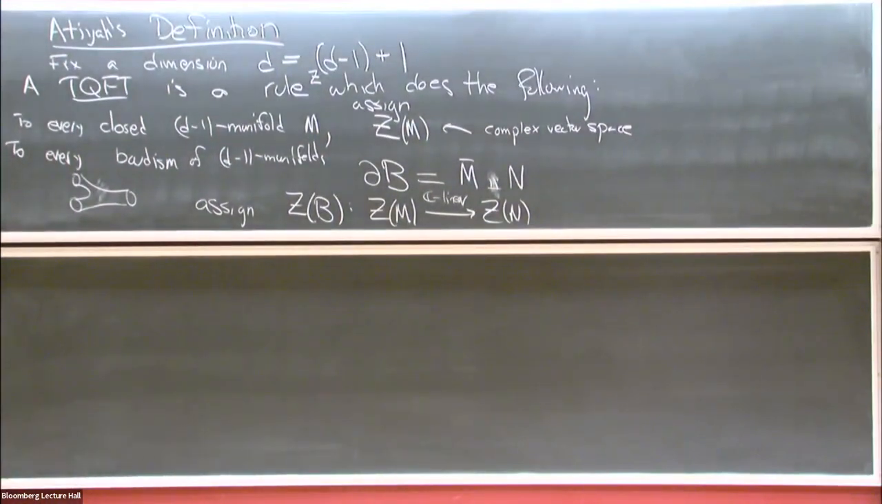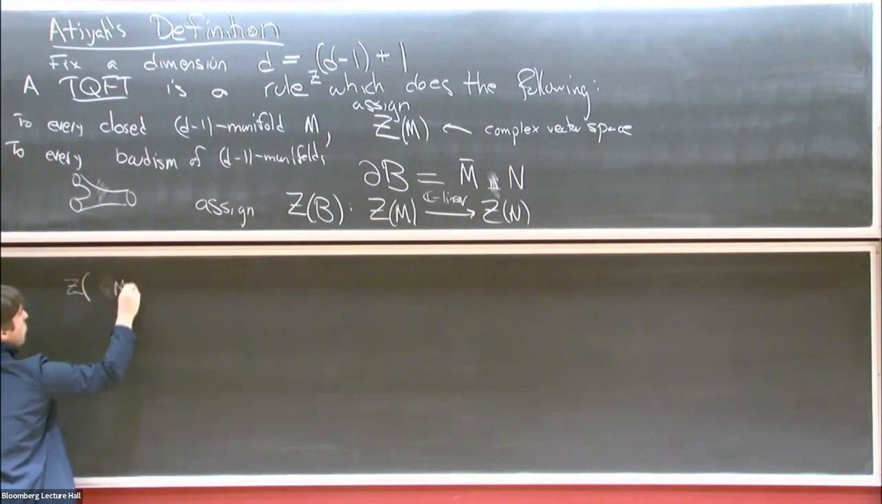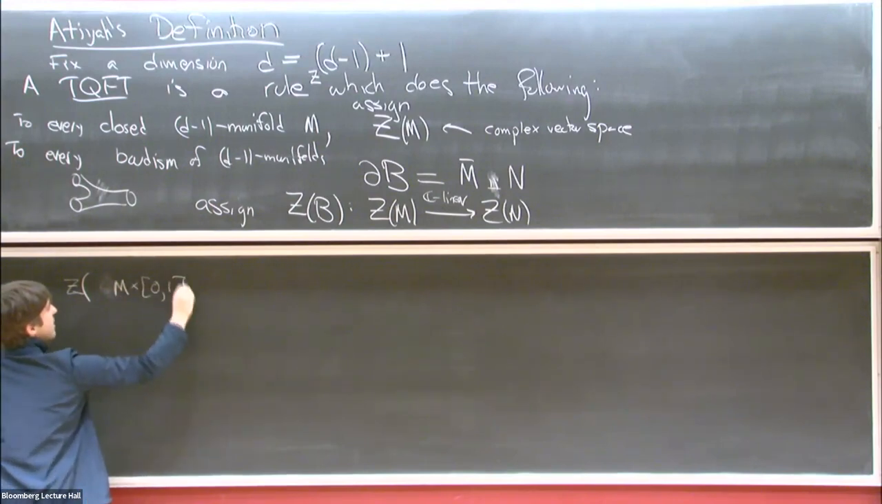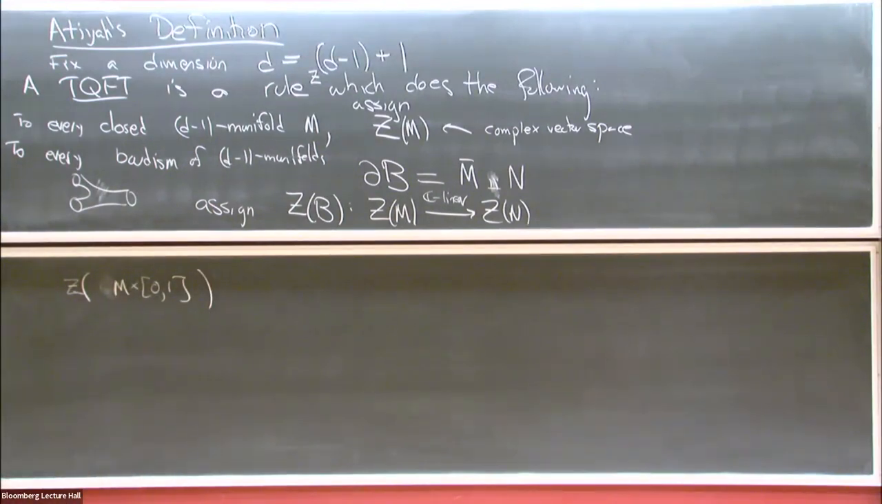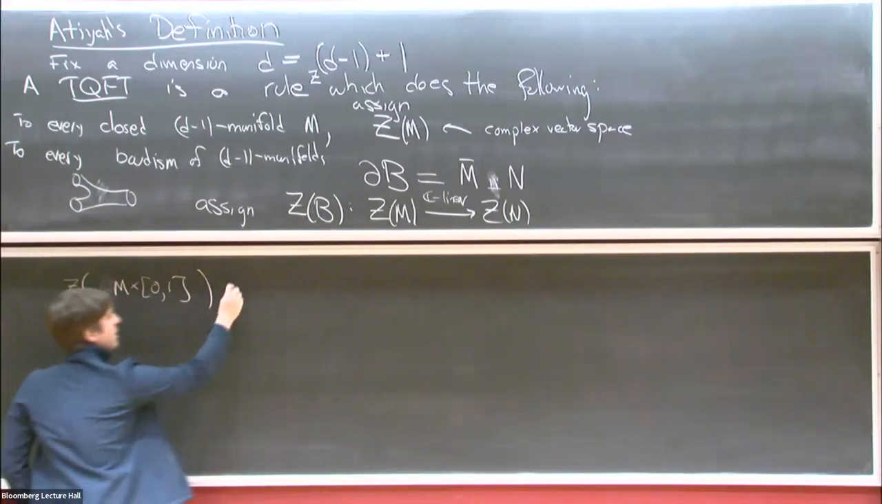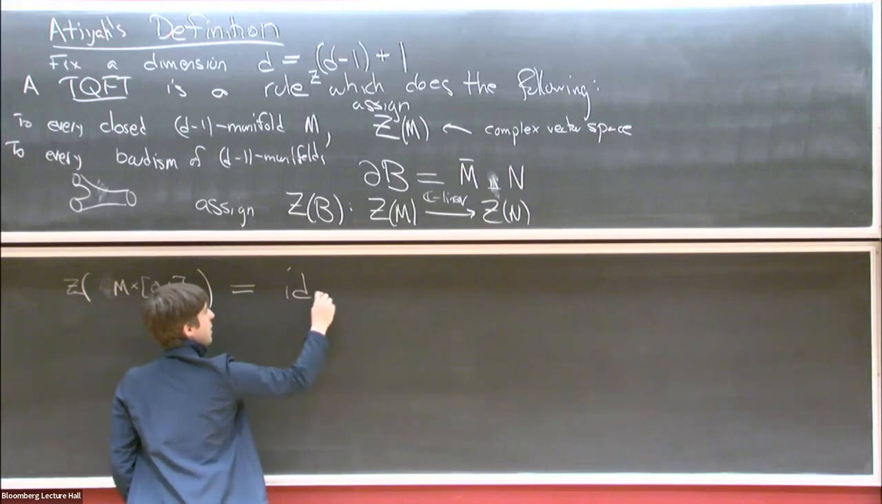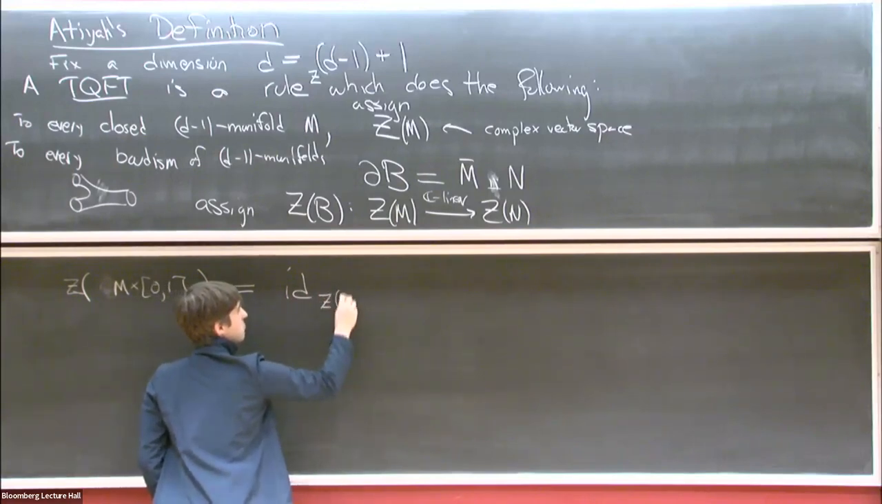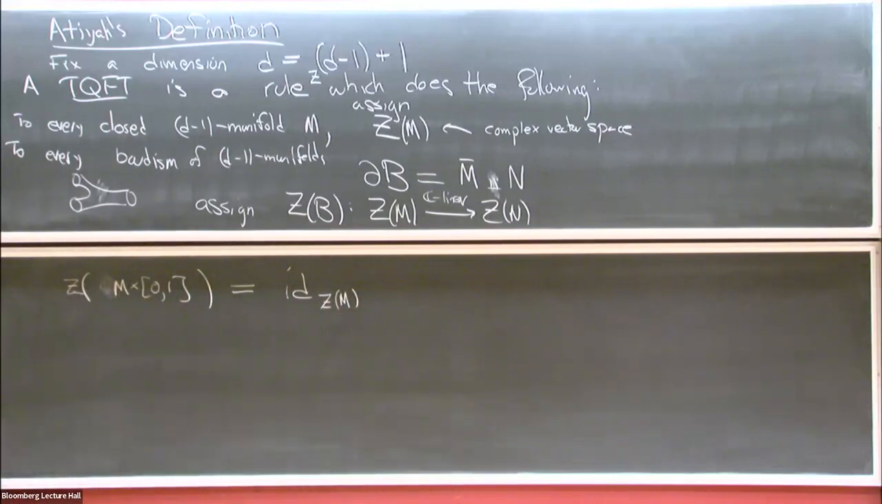Now this is, first of all, subject to a couple of rules for what happens when you glue bordisms. So first of all, if I take M cross the interval [0, 1], that's something that you can think of as a bordism from the manifold M to itself. And this is supposed to be the identity map on the vector space Z of M.